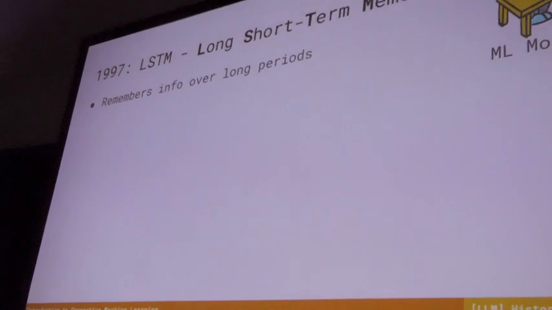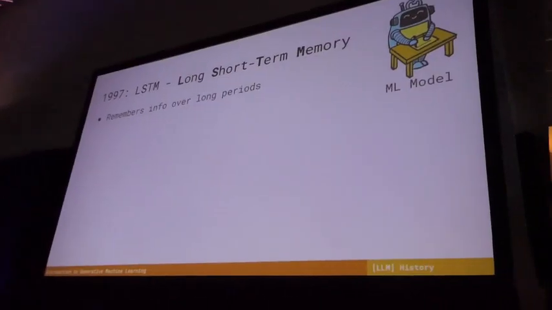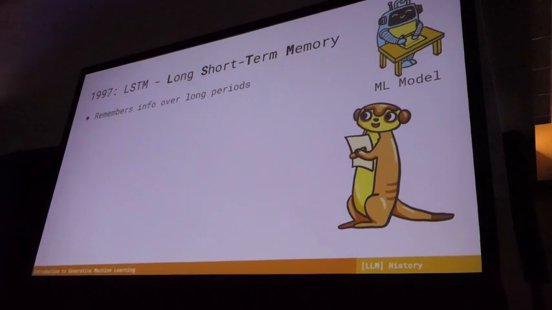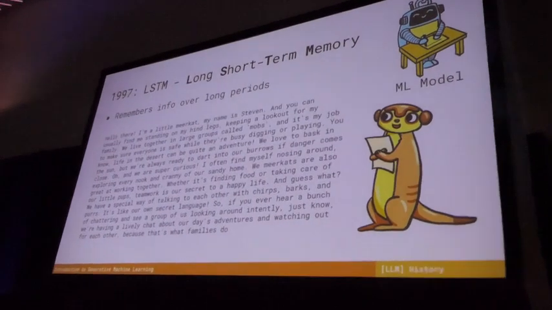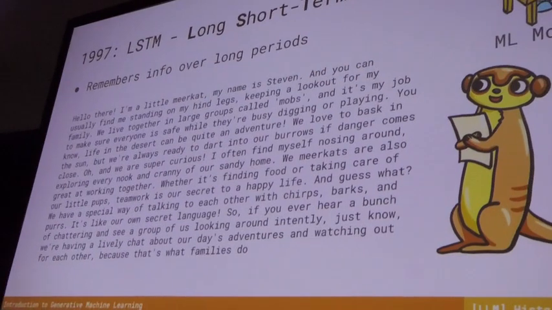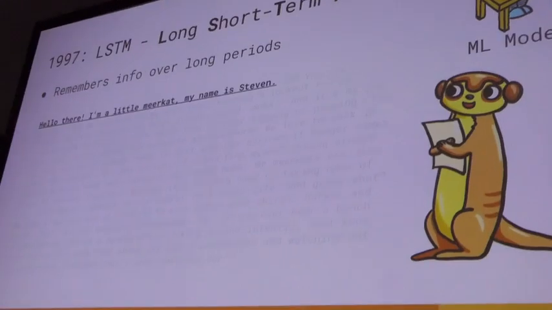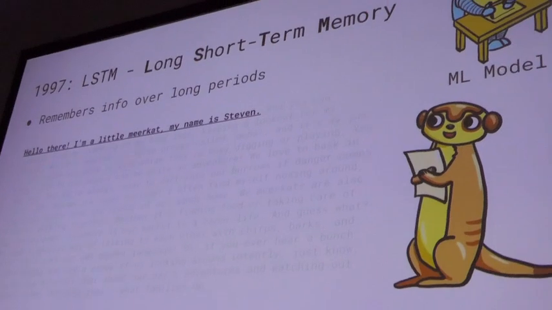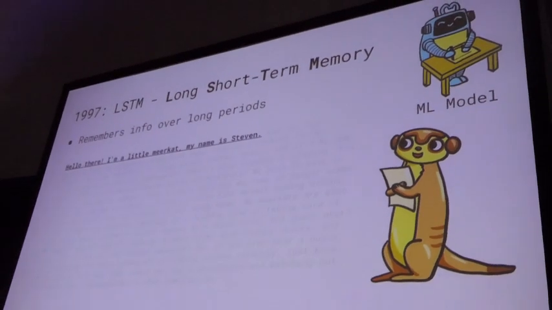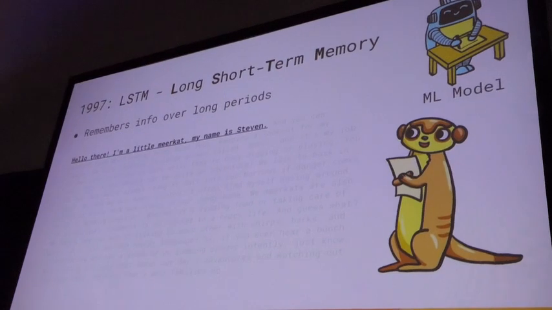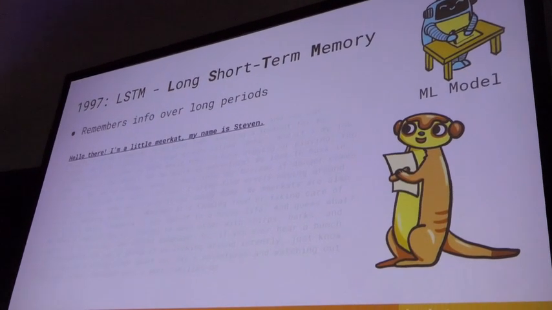Let's see a case where having LSTM's ability to remember and utilize information over long periods is key. Let's bring up a meerkat who really likes to talk. So the meerkat goes on and on about the life of a meerkat. At the very beginning of their monologue, the meerkat begins with, "Hello there, I'm a little meerkat. My name is Steven."